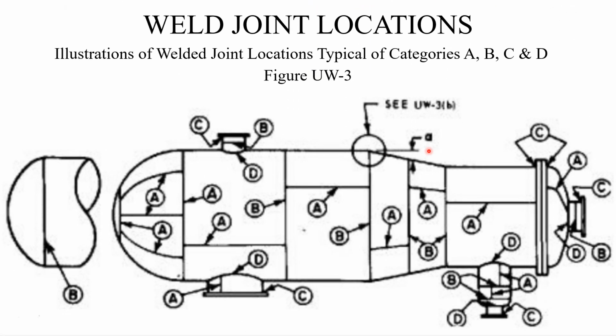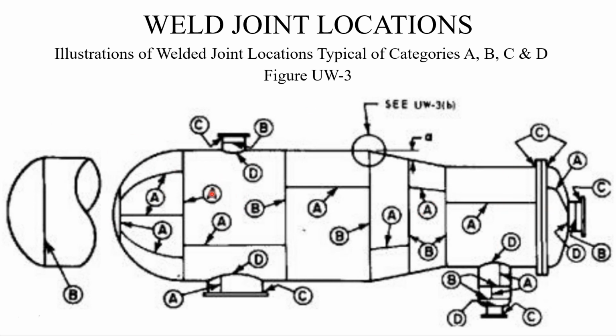Before we go into radiography, you must know the different types of weld joints. If you go to figure UW-3 in ASME Section VIII Division 1, if you remember, I have said the code is divided into three main parts: U general, UW, and UHX, right? So UW-3, if you see, there is a figure which is UW-3, and it has divided weld joints into different types.